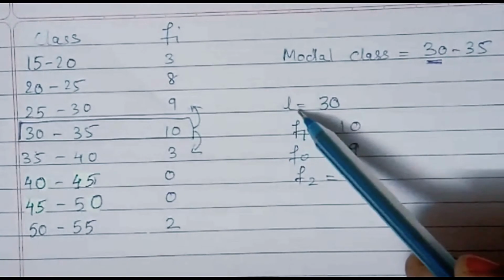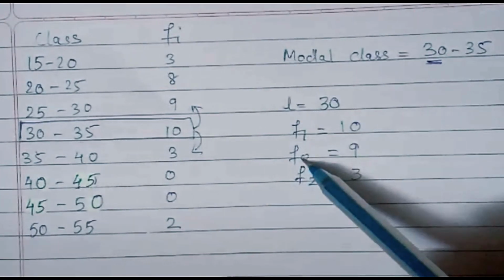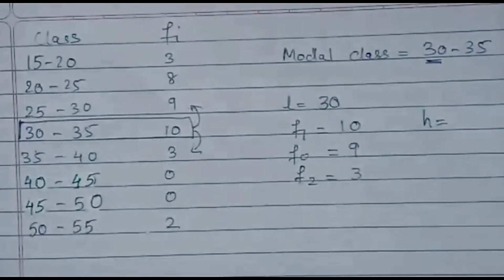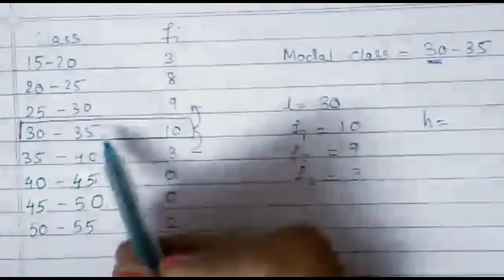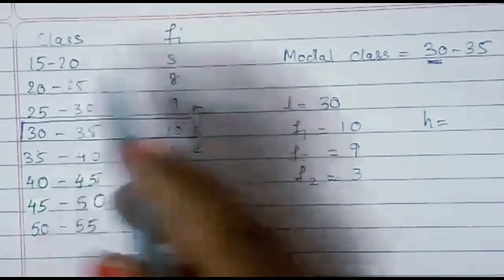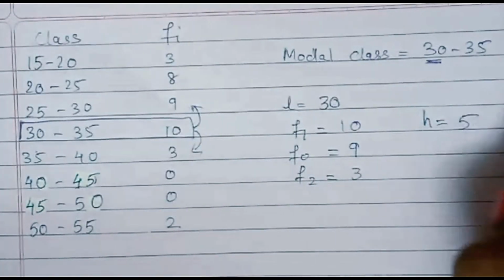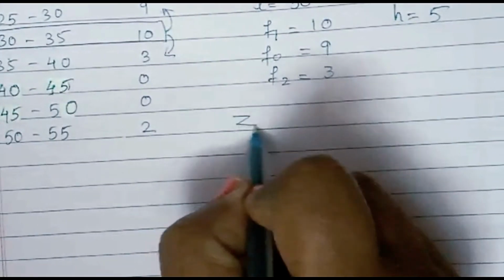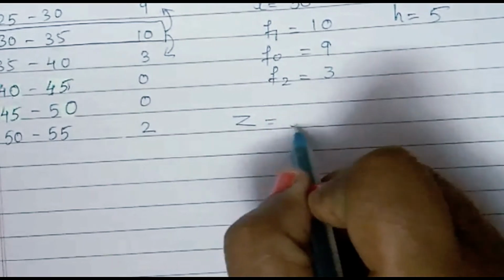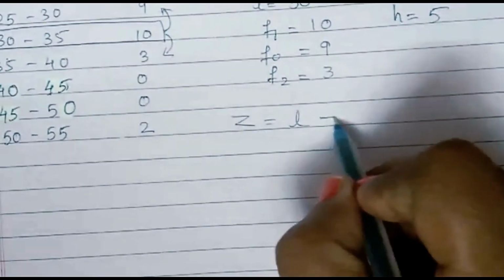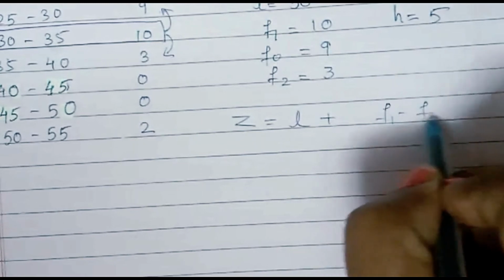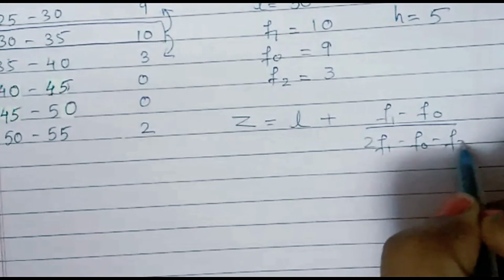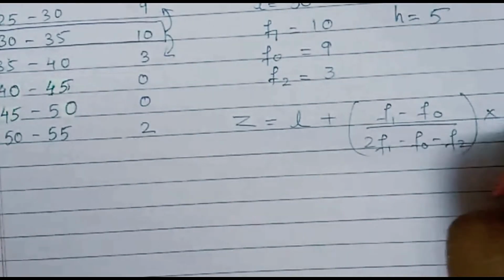After getting the value of L, F1, F0 and F2, we need to find what is H. That is the class size as I told you. So here H will be 25 minus 20, so it will be 5. And so now we can find out our mode Z, which is equal to, first we'll write the formula, L plus (F1 minus F0) upon (2F1 minus F0 minus F2) into H.